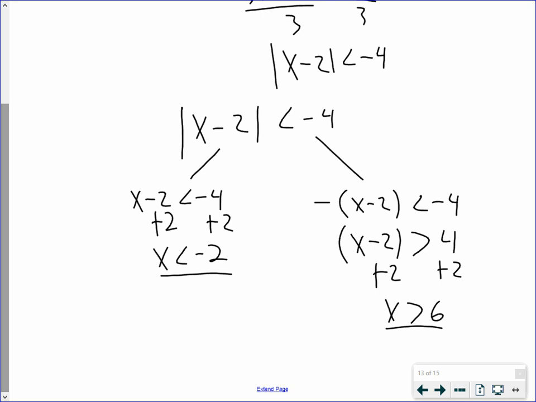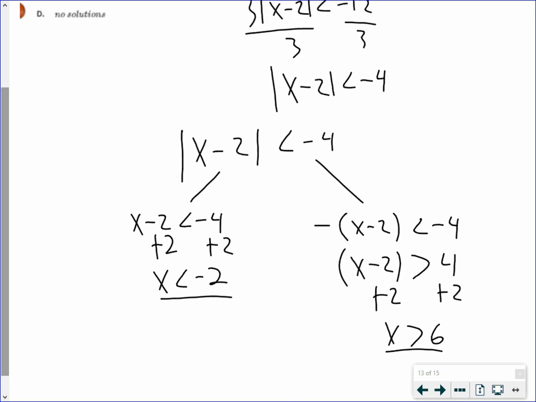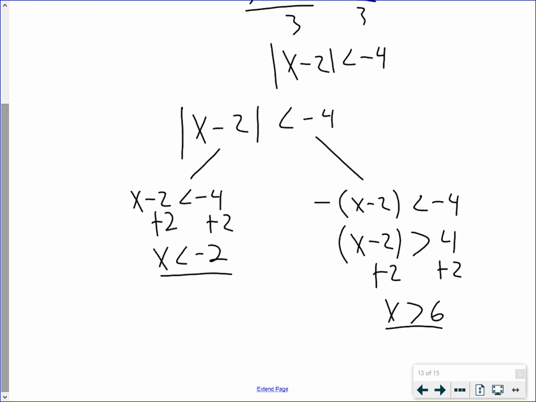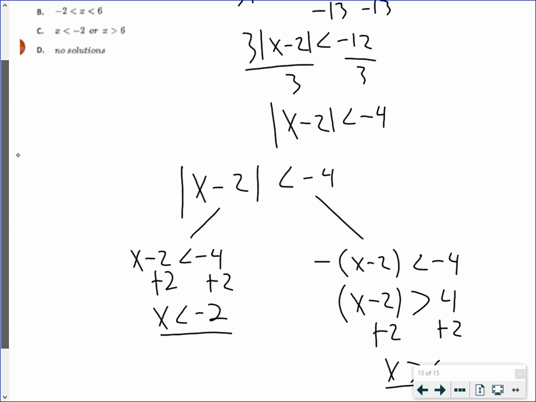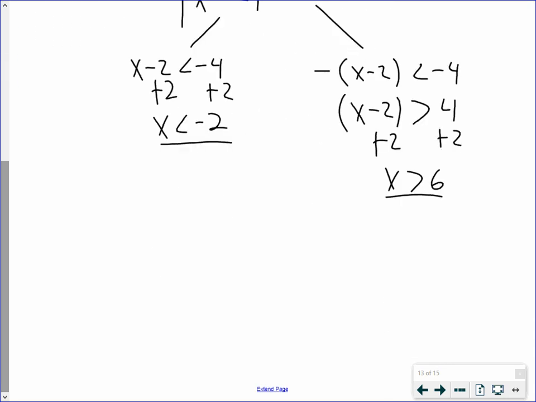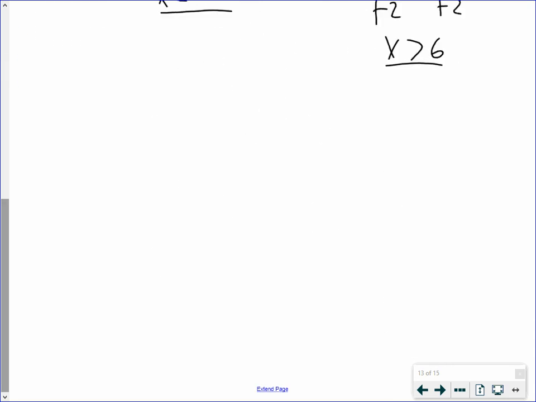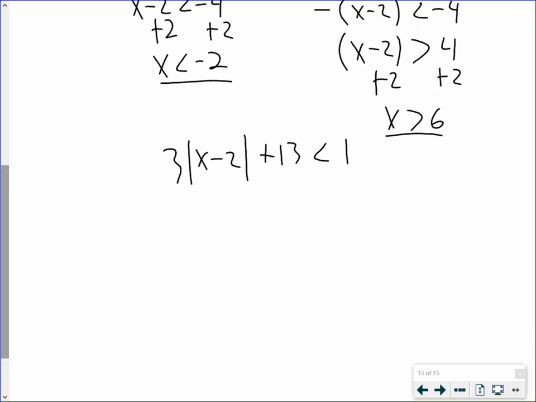All right, so we solved it out, and this is what we would get, but remember we have to check for extraneous solutions. So what we're going to do is pick a value from each answer choice and see if it makes sense. So we have x is less than -2, so let's use x equals -3. And let's go back to the original problem and see if it makes sense. So our original problem is 3 times absolute value of x minus 2 plus 13 is less than 1. So let's make sure that x is less than -2 actually makes sense.